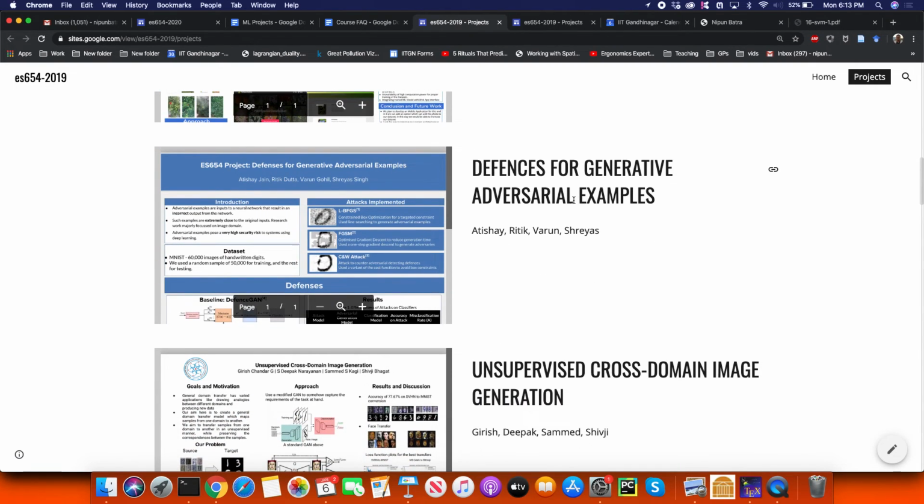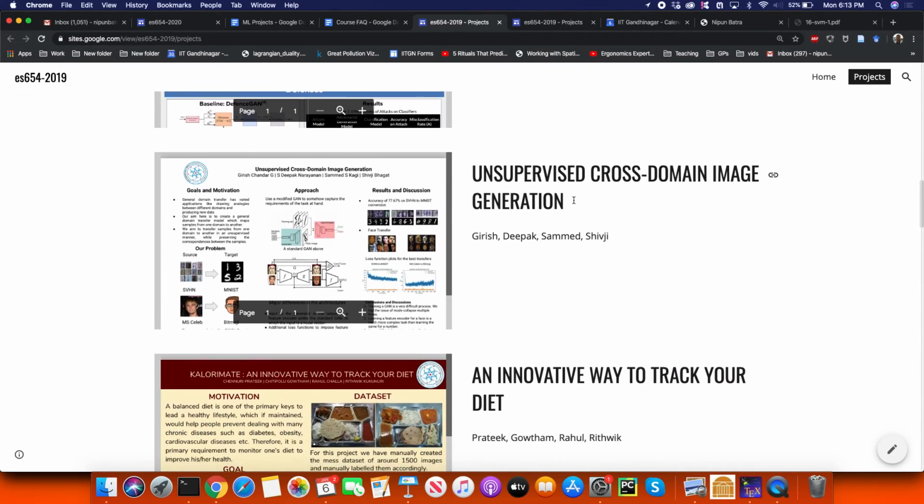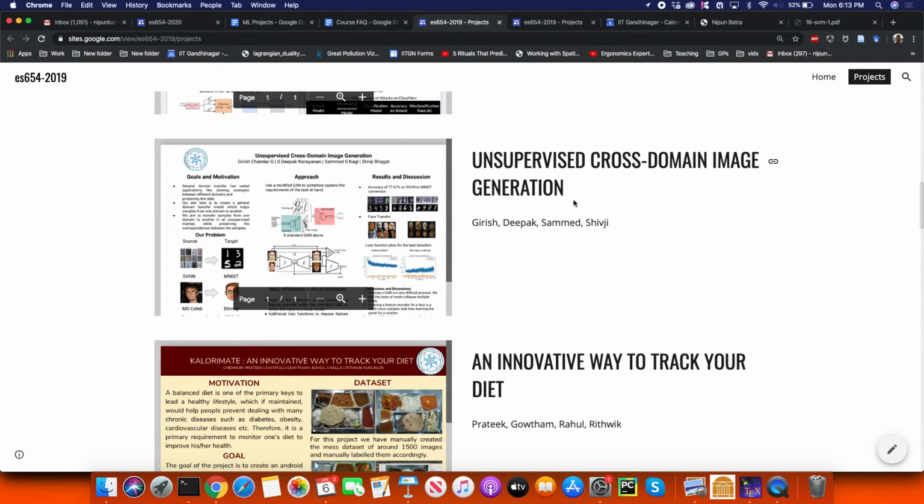People created defenses for generative adversarial examples. So we saw some adversaries, right? There was a gibbon, then there was some systematic noise, and then there was a panda predicted as a gibbon. Can you come up with defenses for such kinds of attacks? One group worked on this. One group worked on something known as unsupervised cross image generation.